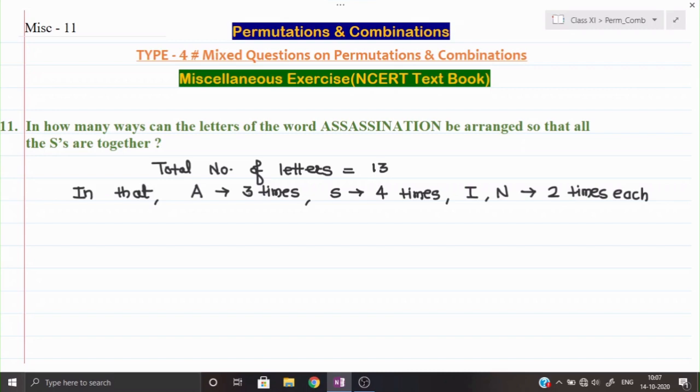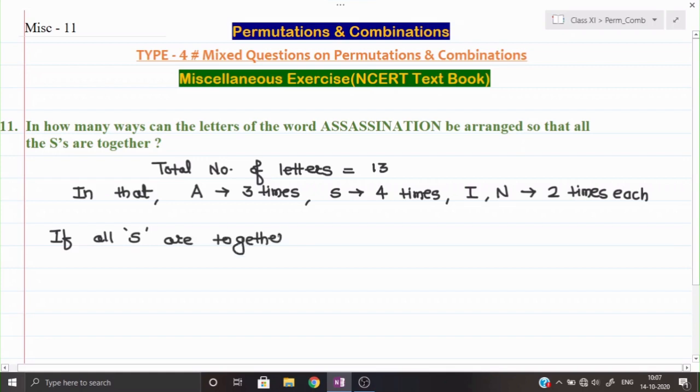So let us see. Here first of all we shall write down: if all S are together, then they would be considered as a single letter.